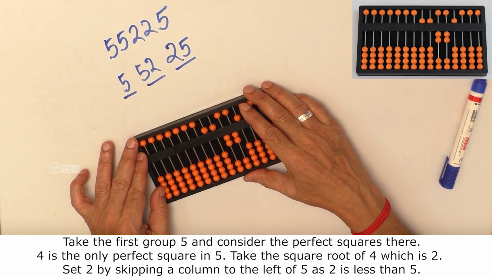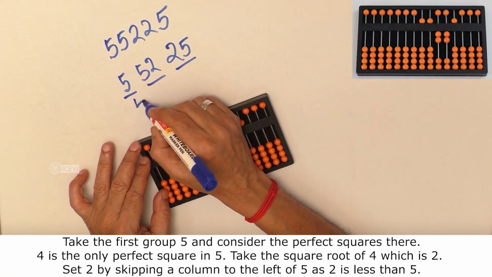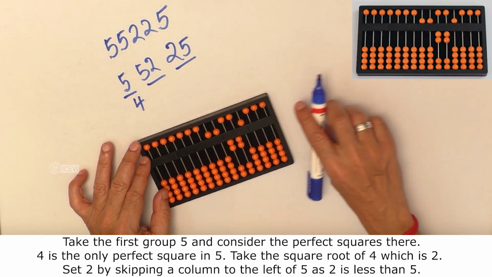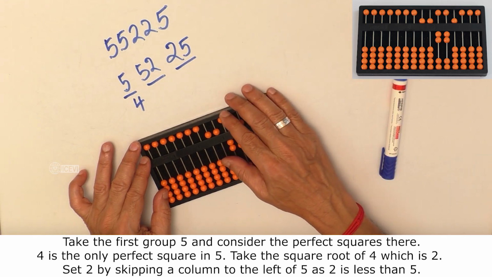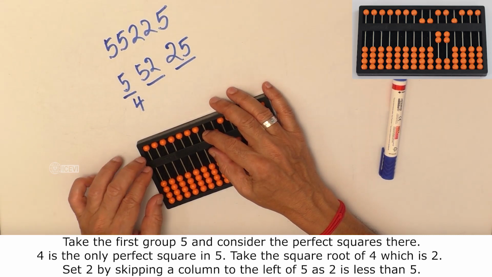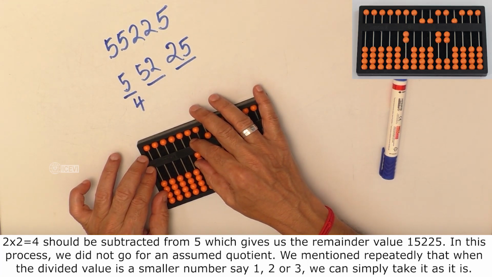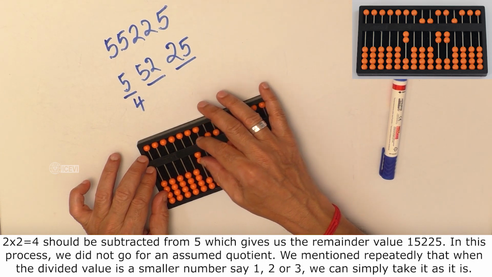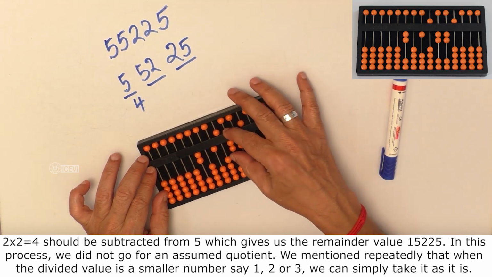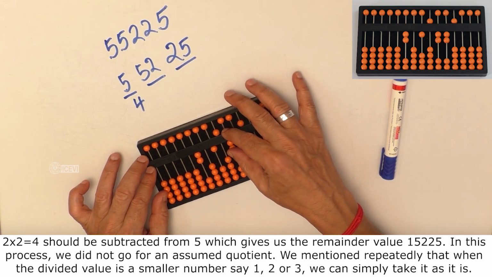Take the first group 5 and consider the perfect squares there. 4 is the only perfect square in 5. Take the square root of 4, which is 2. Set 2 by skipping a column to the left of 5 as 2 is less than 5. Now, 2 multiplied by 2 is 4. That should be subtracted from 5, which gives the remainder value as 15,225.